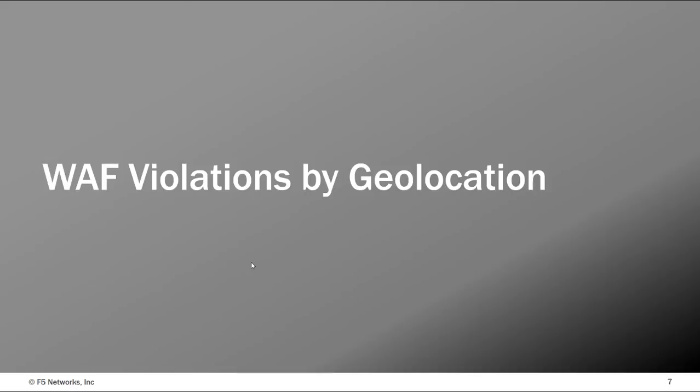As part of the information gathering exercise that we do when we get a WAF violation, one of the items that we pick up is the geolocation. So for every WAF violation that comes in, the IP address is looked up in a database that we maintain of a correlation between that IP address and their locale in the world. So let's go take a look at that now.